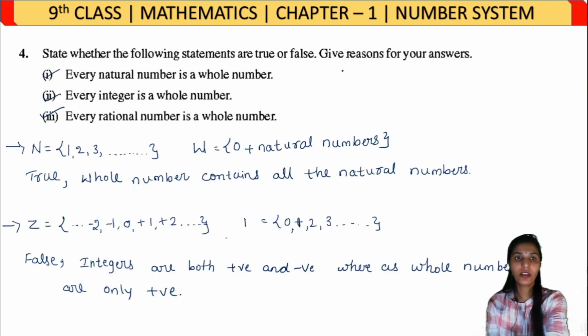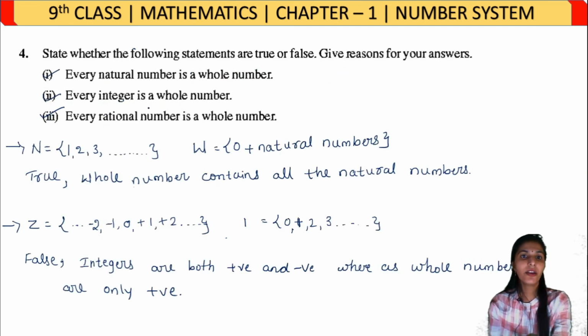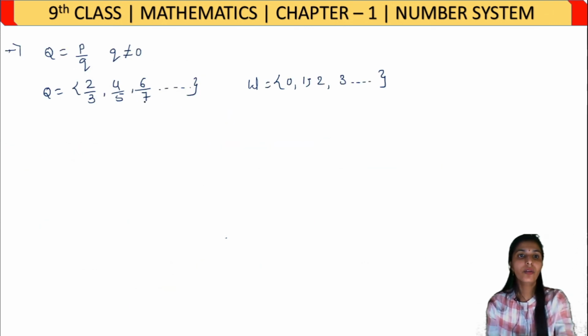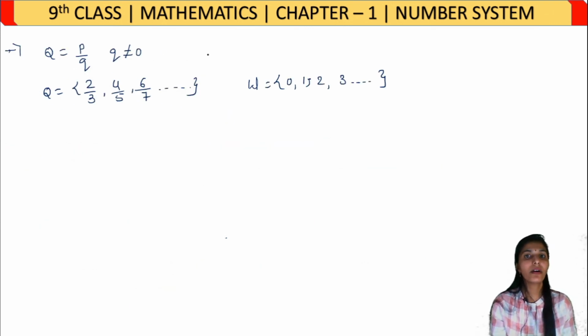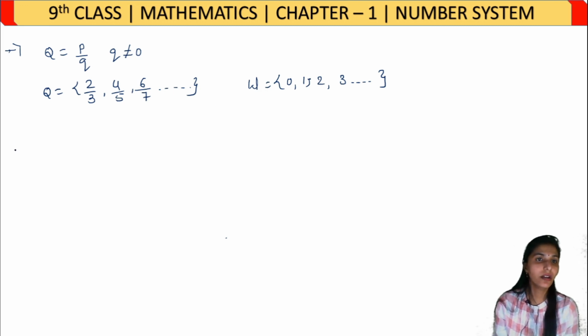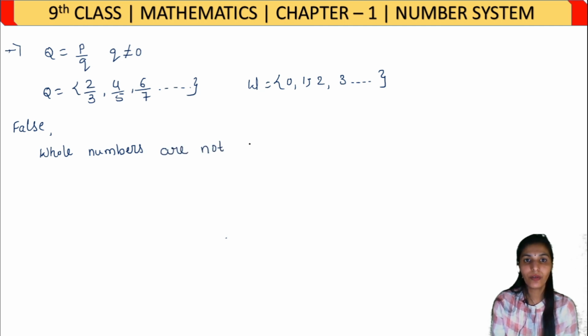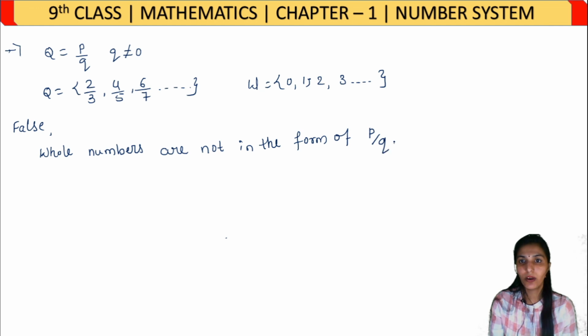Now check the condition here. Statement: every rational number is a whole number. Is every rational number coming under whole number? No. The statement is false. And we can tell the reason: whole numbers are not in the form of p by q. Yes, I hope you understood the concept.